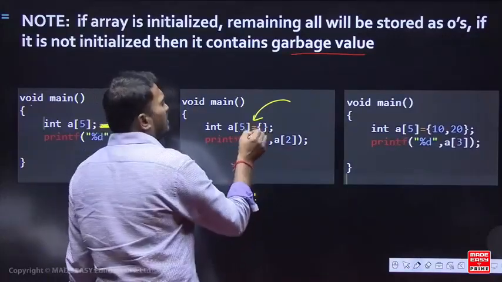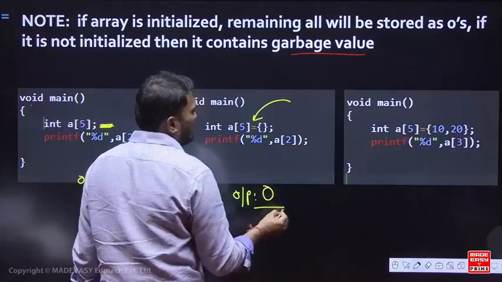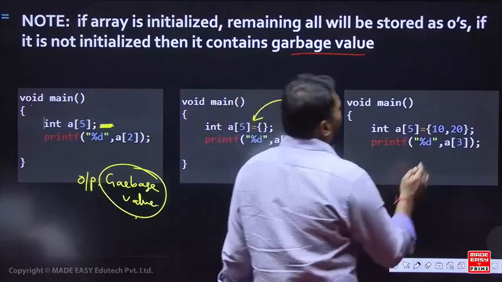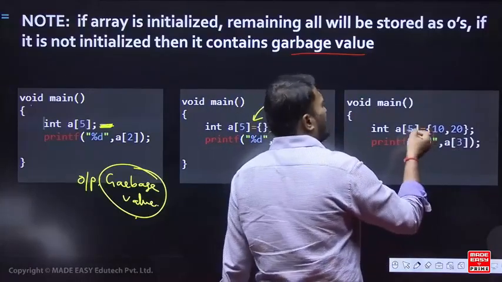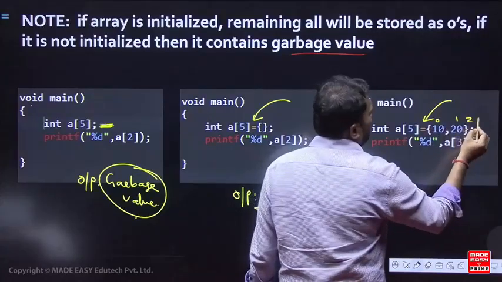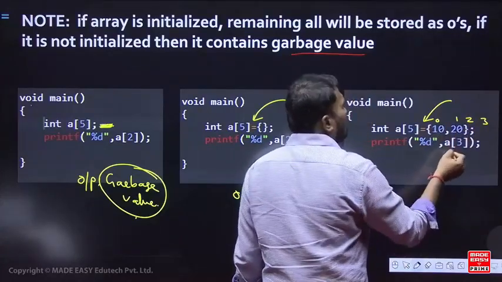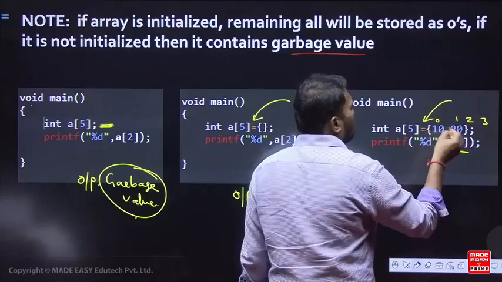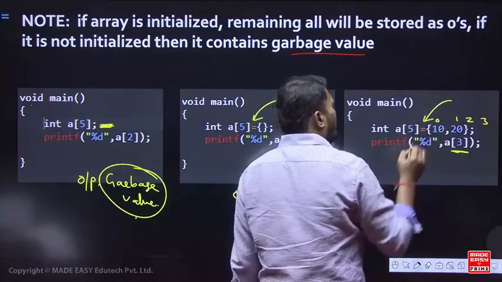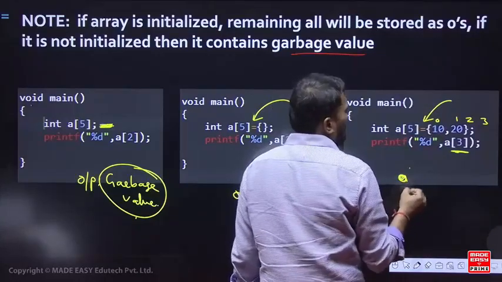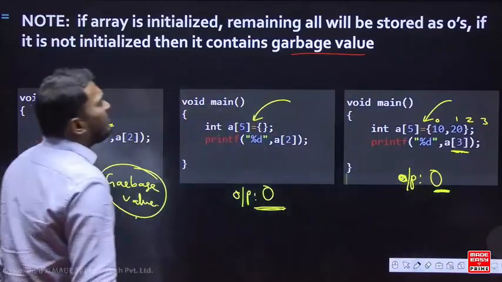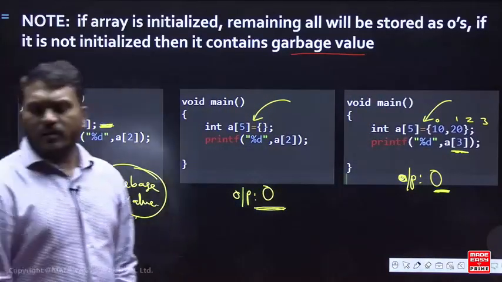Here, what is the output? Output will be a of 2. This is treated as initialization only, so it will print 0. Next, if I print a of 3, this is also initialization, since equal to is there. This is a of 0, a of 1, a of 2, a of 3. You are printing a of 3. The first 2 elements are there, but the remaining are not explicitly initialized, so by default they contain 0. So the output here is 0.